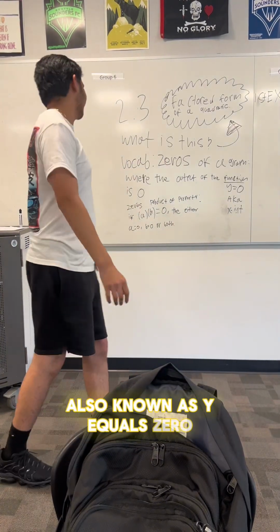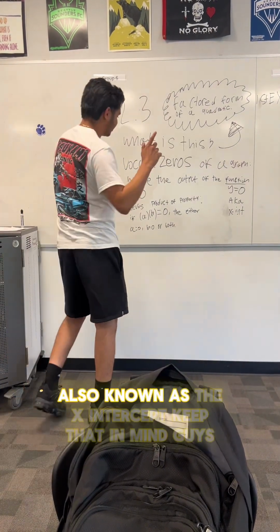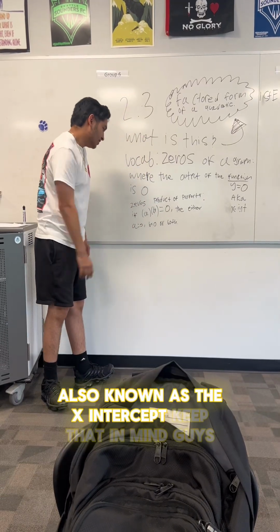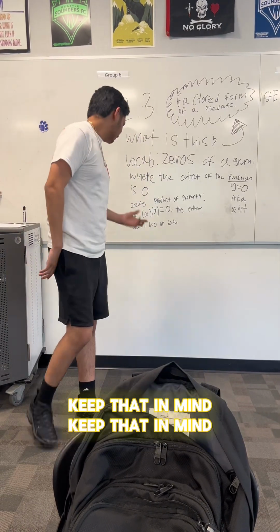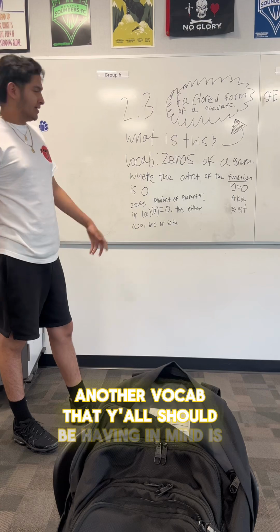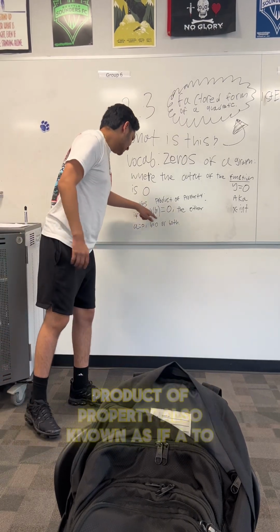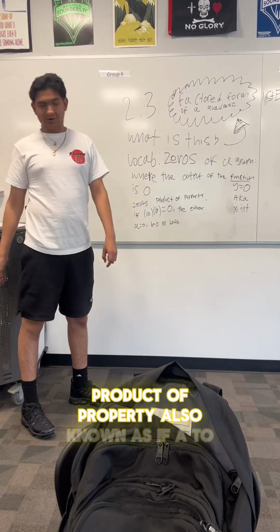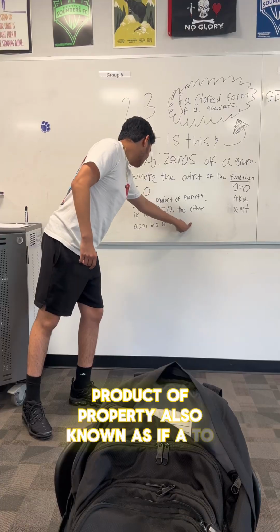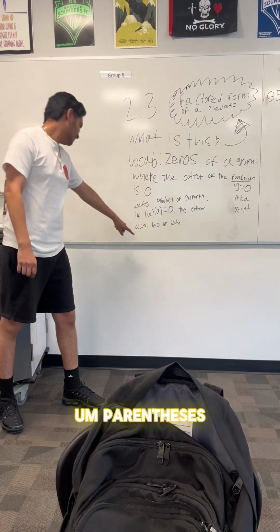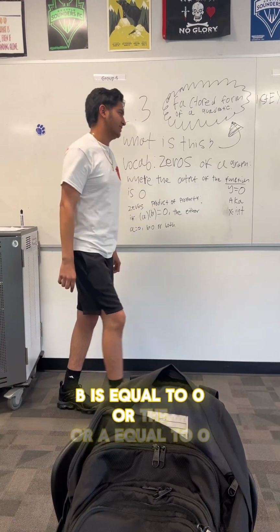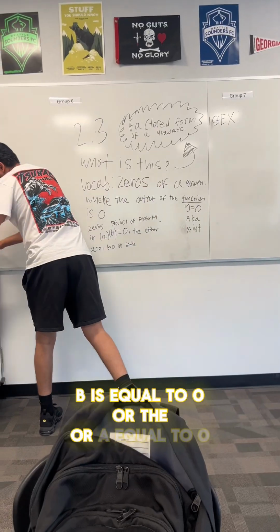Another vocab that you should have in mind is the zero product property, also known as: if a times b, in parentheses, is equal to 0, then a equals 0, or b equals 0, or both. Example.